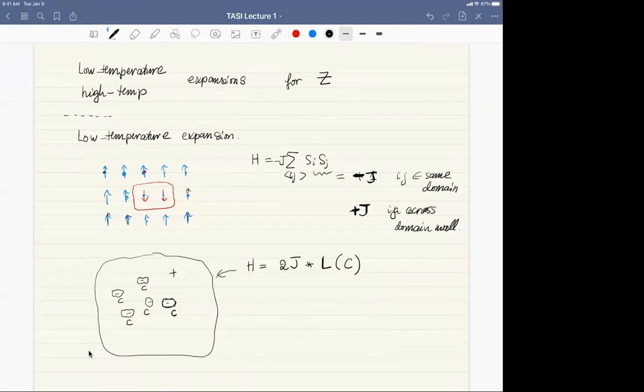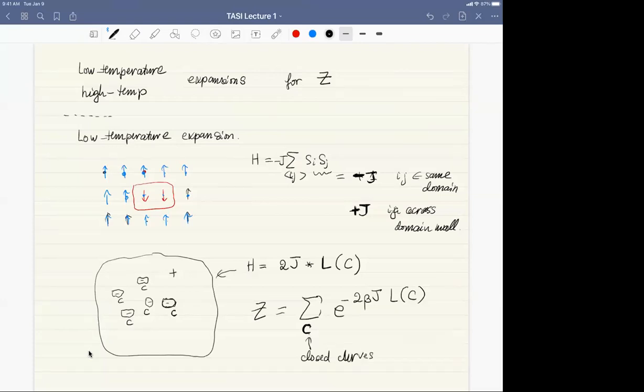Okay, so if there is no question, let's try to figure out what is the partition function of our system now. So the partition function is a sum over all possible configurations of this C. The C is the union of closed curve domain walls, with weight e to the minus 2 beta J times the length of this C. So in the low temperature regime, we can express the partition function as a sum over all the closed curves, closed domain wall borders.